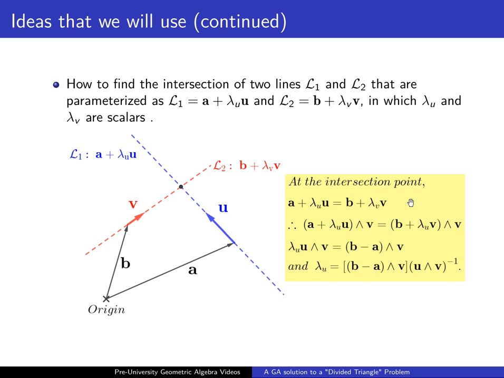So we set those two equal to each other, and if lambda u, this scalar factor, is what we want to find, then we eliminate the other scalar factor by taking the outer product of both sides with v. And when we follow through on that, we end up with lambda u times the outer product of u and v is equal to b minus a, its outer product with v. And then, of course, to find lambda u, we multiply both sides by the multiplicative inverse of u wedge v.